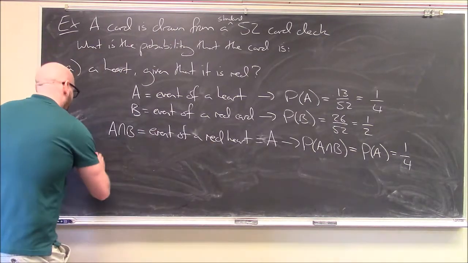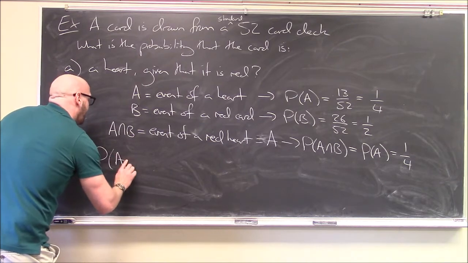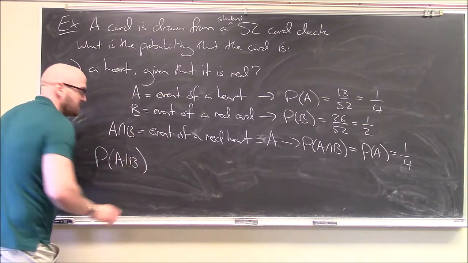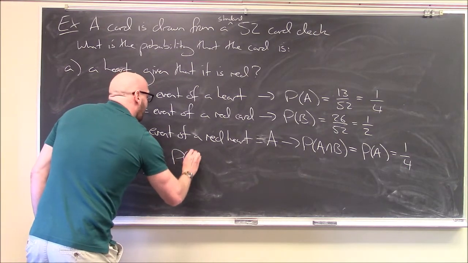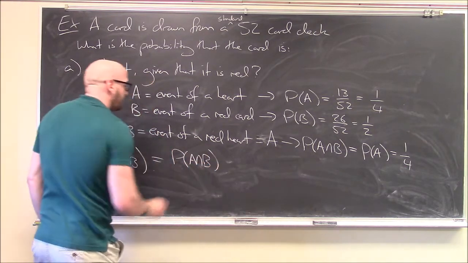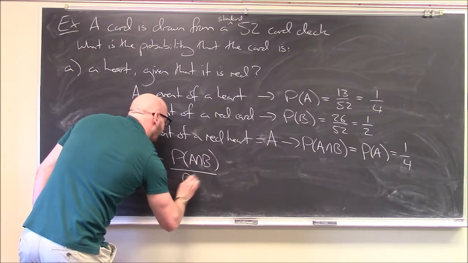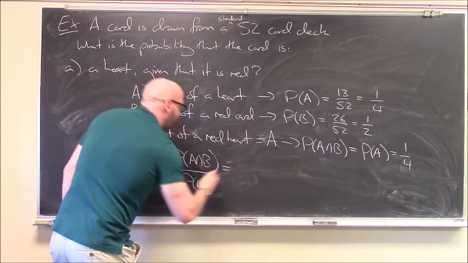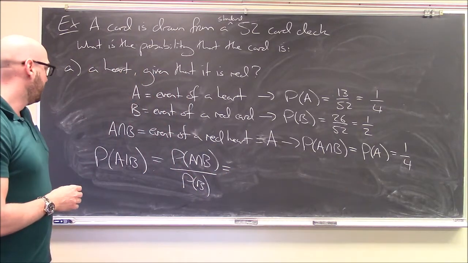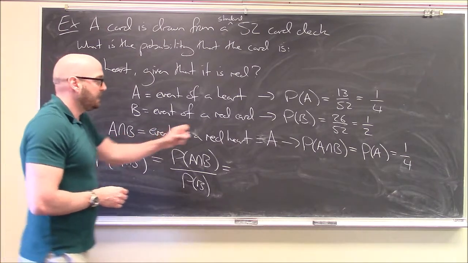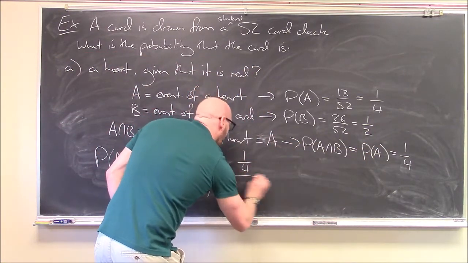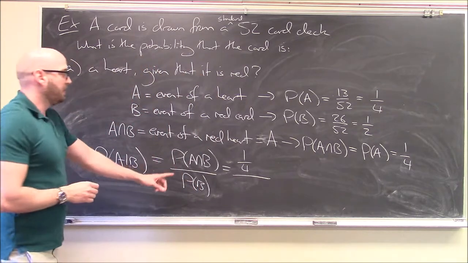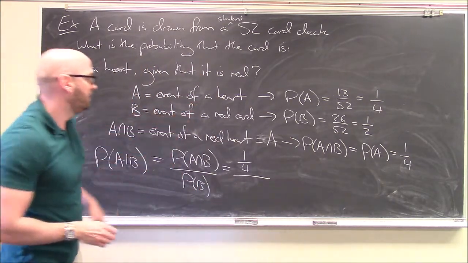Okay, so what do we want to do? We want to compute the probability of A given B, conditional probability here. And our formula tells us we want to take the probability of A and B, or A intersect B, over the probability of event B. So probability of A intersect B, we already have that, it's 1/4, over the probability of event B, which is 1/2.